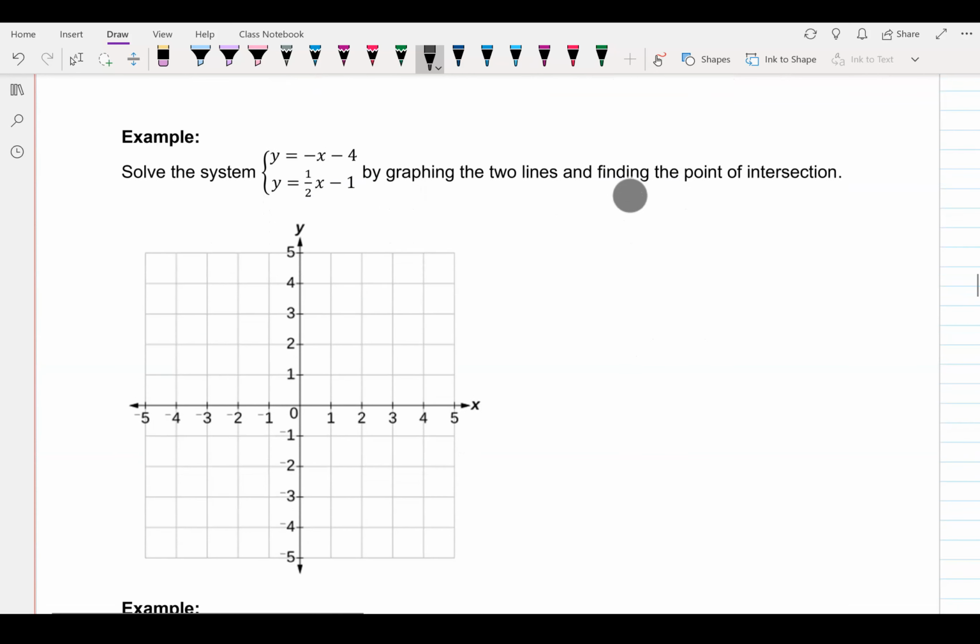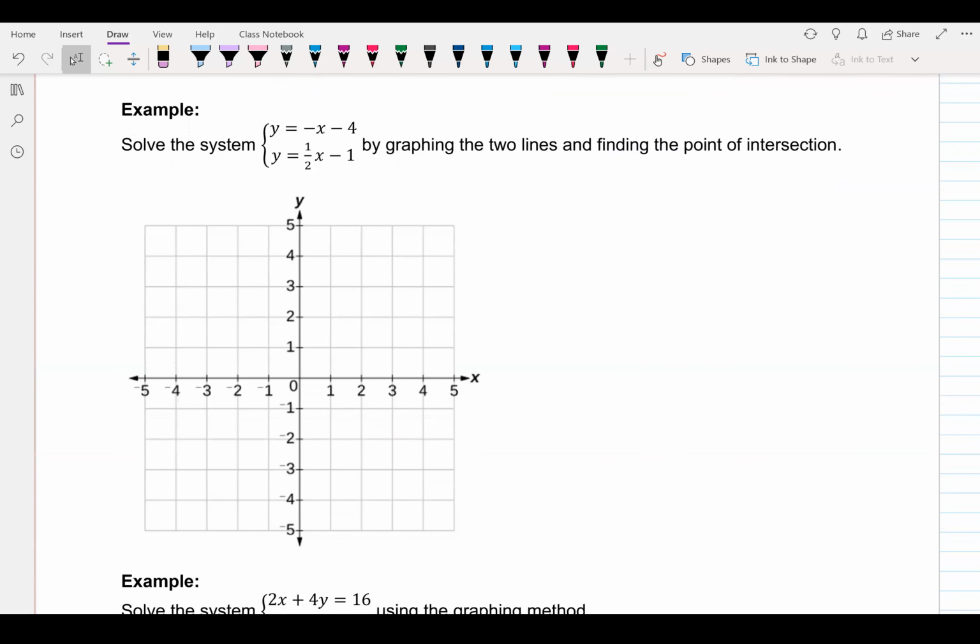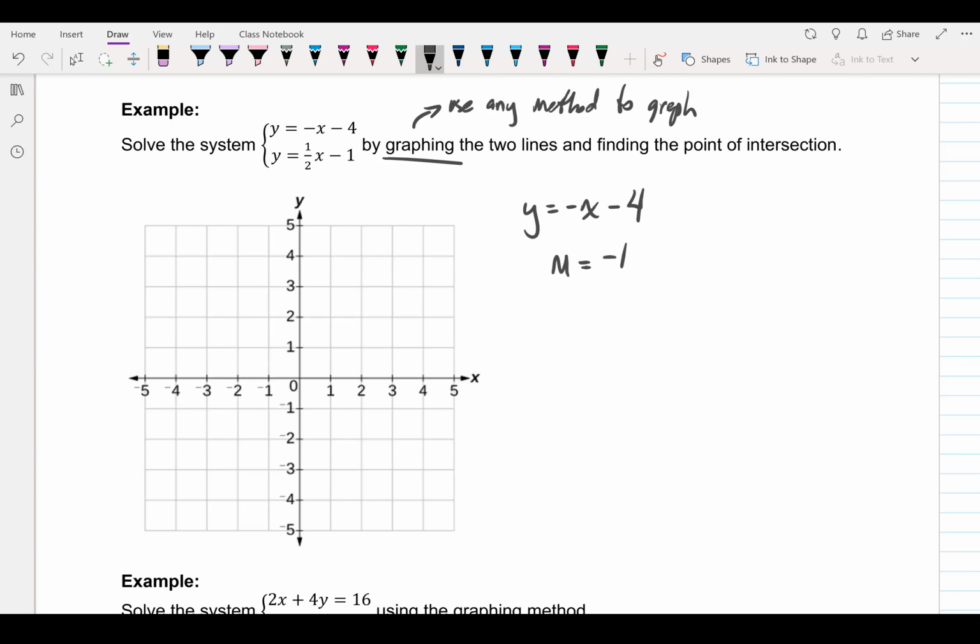So let's go ahead and solve some systems using these methods. Now again, you can solve these using any way you want. It says solve the system by graphing. Now there's multiple ways to do graphing, but you can say use any method to graph. I prefer the slope-intercept form, so you'll see that soon. All right, and we have two cases. Well, our first line, y equals negative x minus 4, in this case we know that our slope is negative 1, and our y-intercept is negative 4.